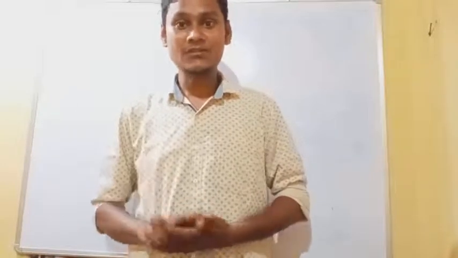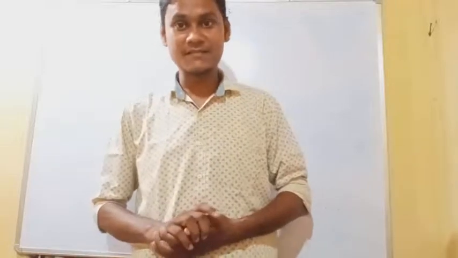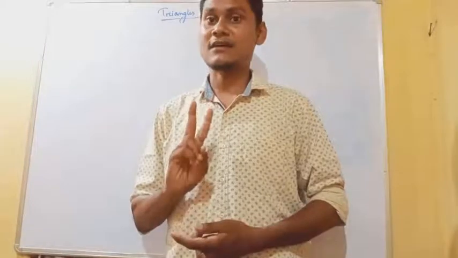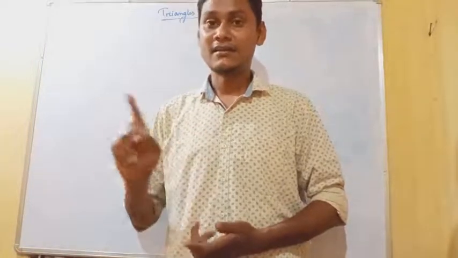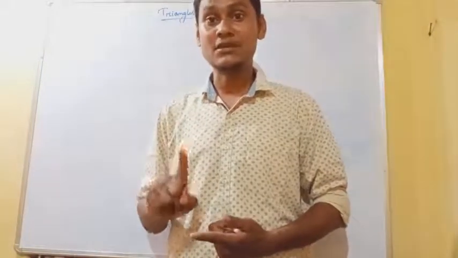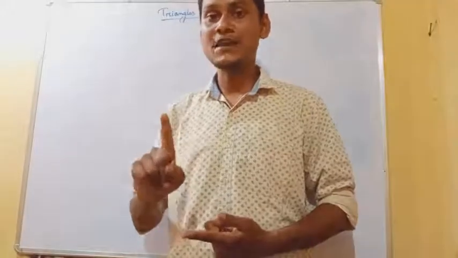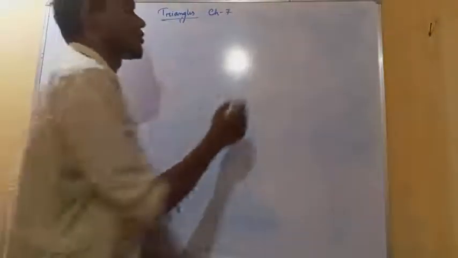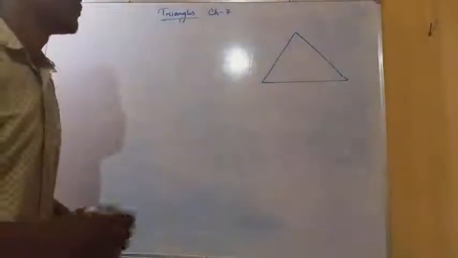The theorem that we are going to discuss is: if in a triangle two angles are equal, then their opposite sides will also be equal. Now let me explain this one with the help of the figure. Try to concentrate on the question properly. If you have any problem, you can ask me at any time.